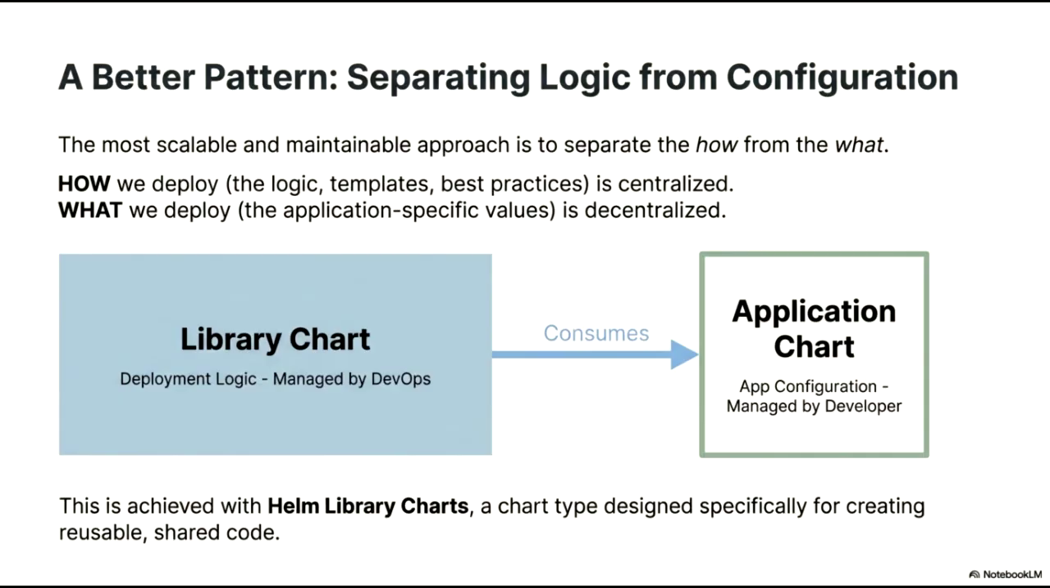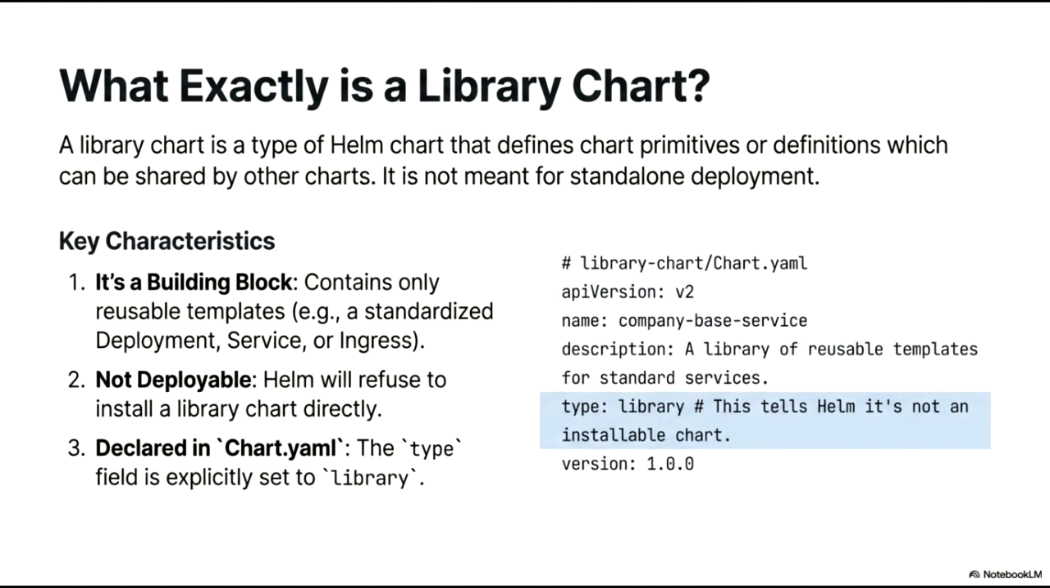Meanwhile, the what, the specific application values, is decentralized and managed by developers in their respective application charts. The application chart then consumes the logic provided by the library chart. This architecture is made possible through Helm library charts, a chart type specifically designed for creating reusable and shared code across the organization. Let's examine what exactly a library chart is within the Helm ecosystem.